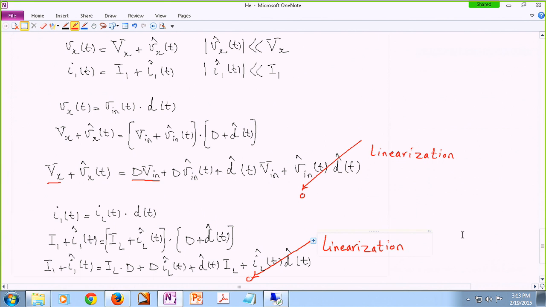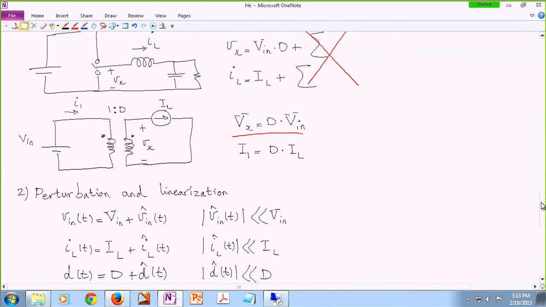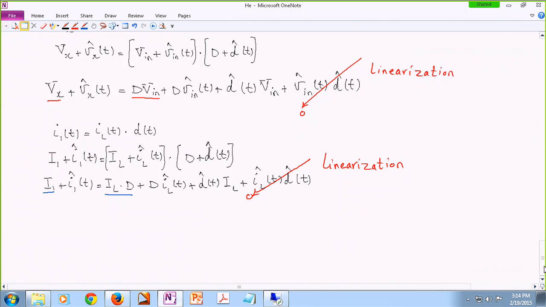All right, and if you look at the DC terms over here, the DC value of I1 is the DC value of IL times D, which is what we already had here anyway. So that part is not a surprise. All right. So having these 2 equations, I'm going to expand this very simple model that we had as a basically DC equivalent circuit to something that is a bit more complicated. Let me just draw it over here.